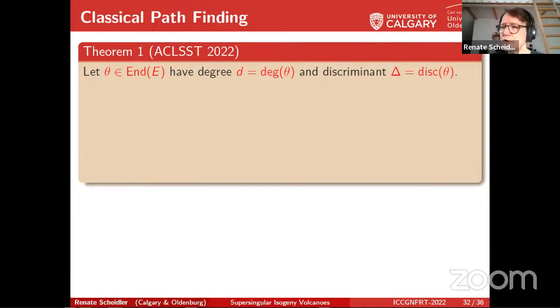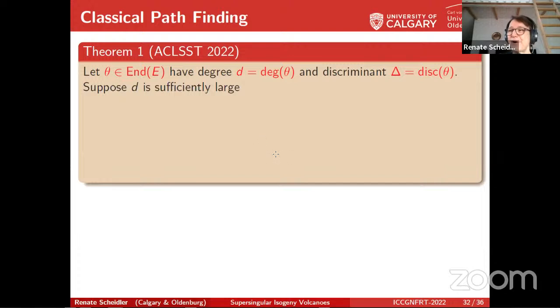So I'll state these theorems fairly informally, but the papers have very formal statements. But here, it's complicated enough, so I'll state them informally. Start with an elliptic curve and an endomorphism, and the endomorphism has degree D. This D, unfortunately, generally is pretty big, and it has discriminant delta. Now, suppose that D is sufficiently large.